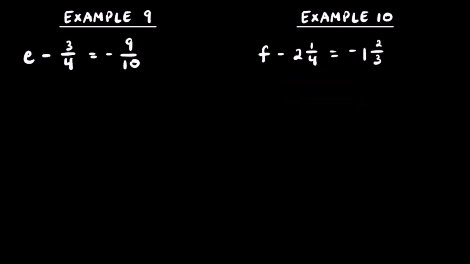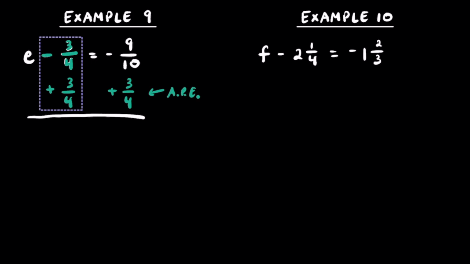For example 9, we have e minus 3/4 is equal to negative 9/10. To solve for e, we need to first take a look at this minus 3/4 that's on the same side, and go ahead and do the opposite and add 3/4 to both sides of the equation. By doing so, we're once again using the addition property of equality. On the left side, these opposites are going to cancel out, so we can write e plus 0.